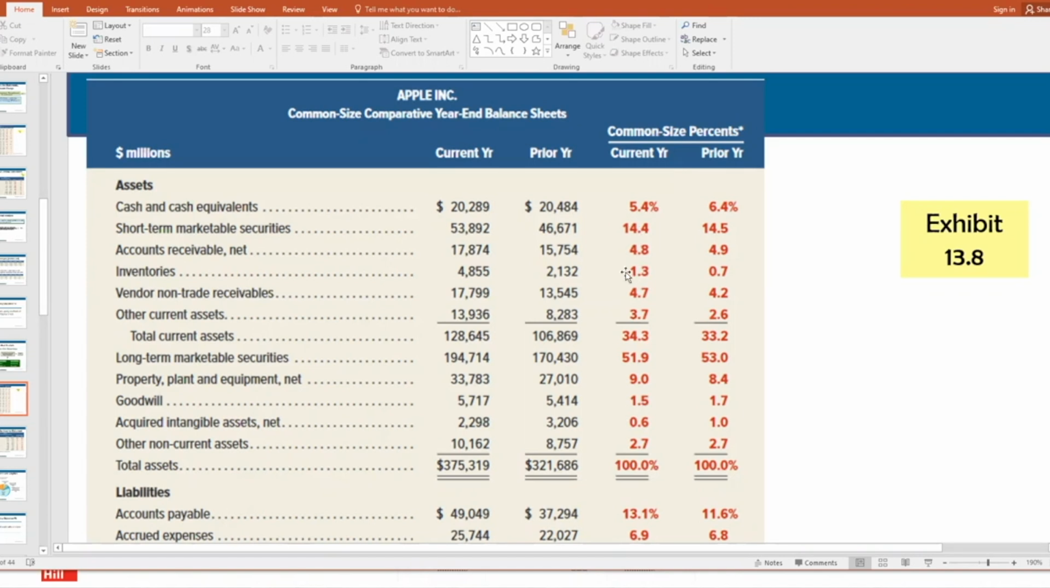Inventories. Is this good that our inventory is 1% of our total assets? It costs money to store inventory. And also, if we have inventory sitting there, this is stuff we bought and we haven't sold it yet. So we have made zero money on this. So it's tied up in inventory. So we generally want to minimize this as much as possible. So these look pretty good to me.